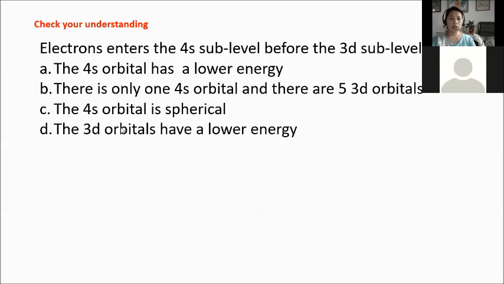So, the answer is that 4s has lower energy than 3d sublevel. A ang answer.